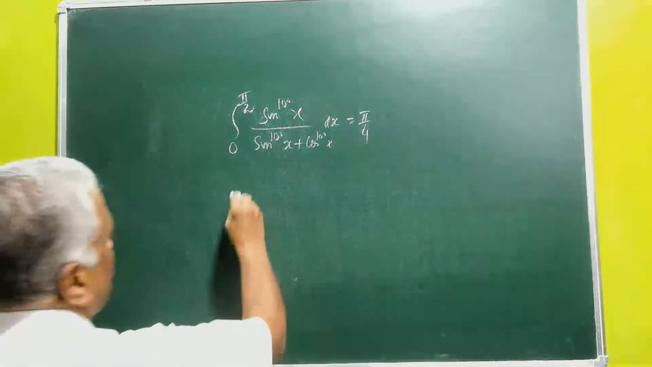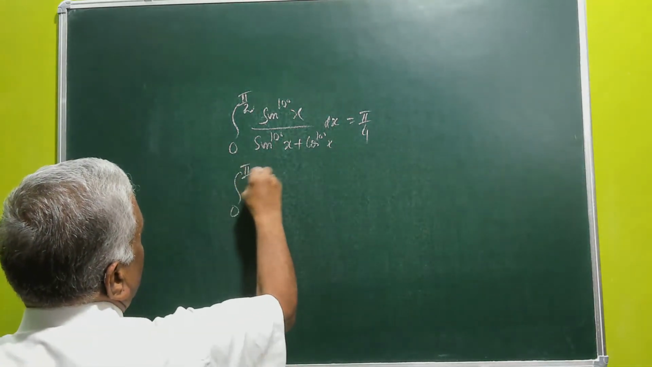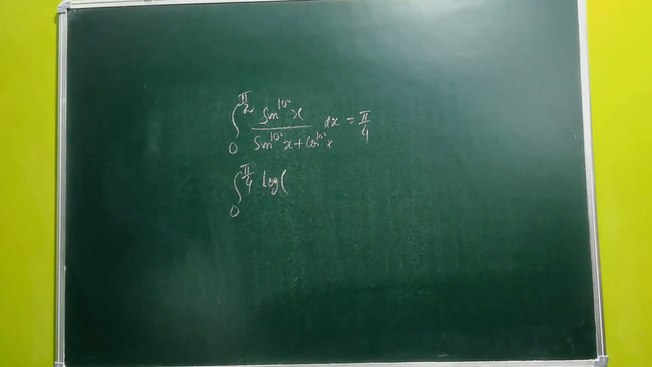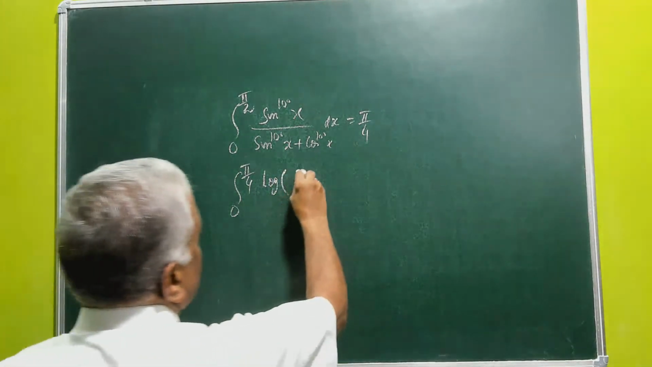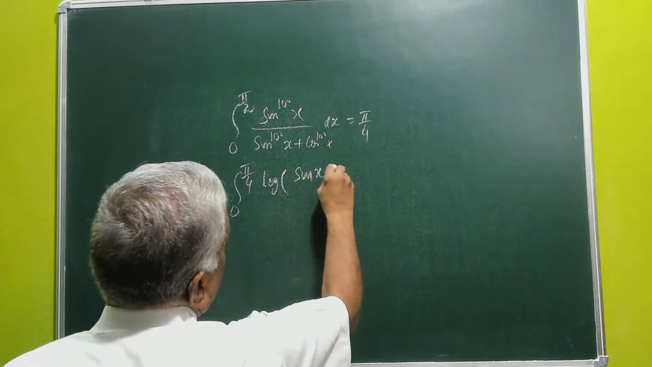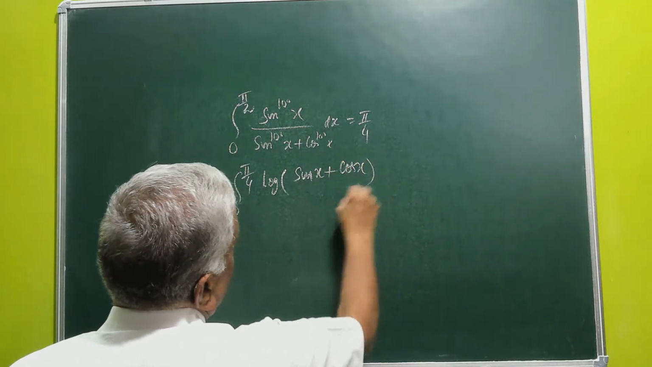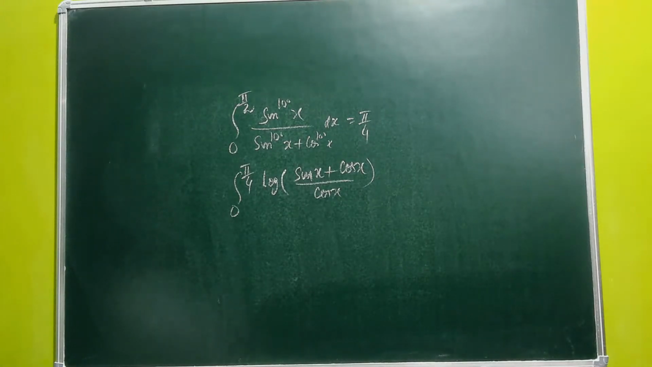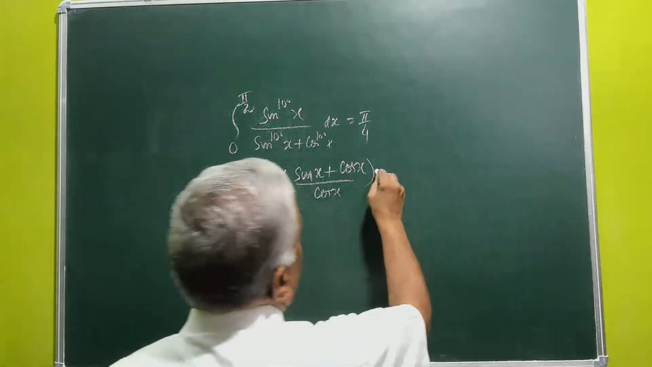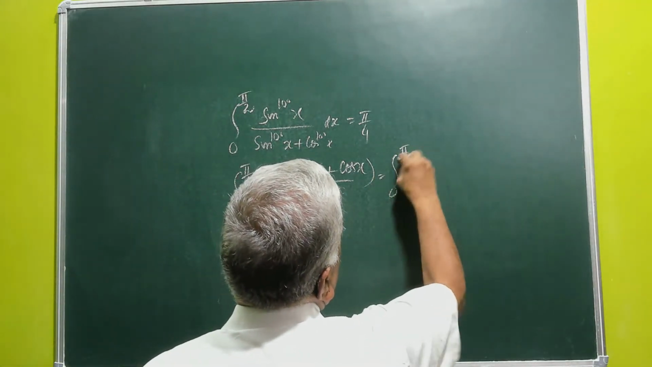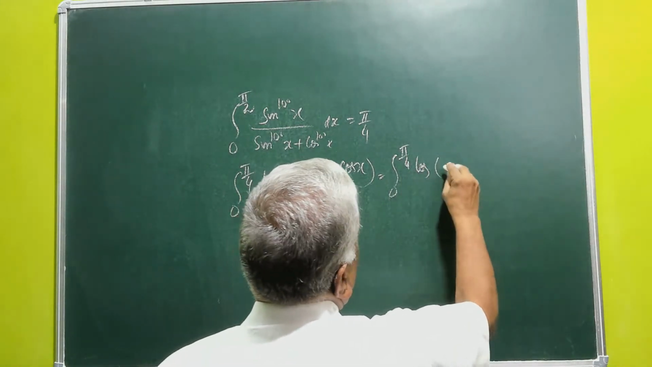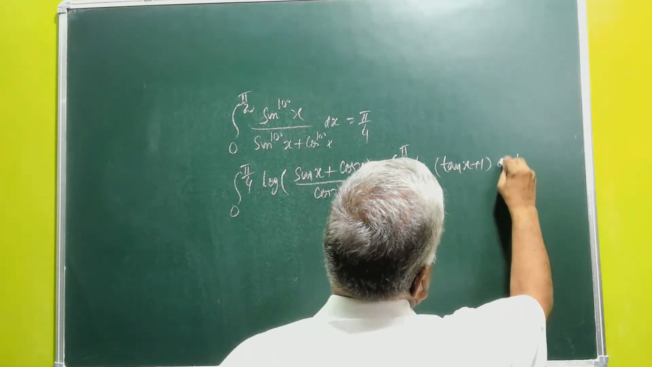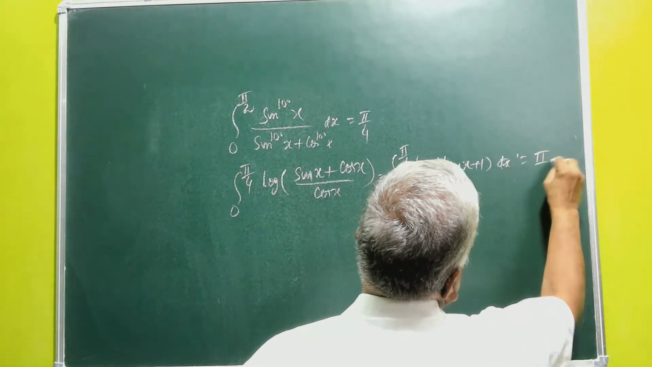0 to pi by 4, log of sin x plus cos x by cos x. See the examiner's intelligence. It's a very simple one. You can write this as 0 to pi by 4 log of tan x plus 1. That is equal to pi by 8 log 2.